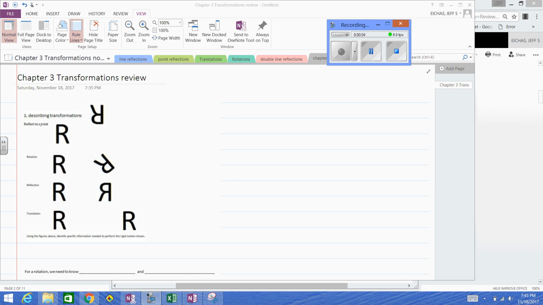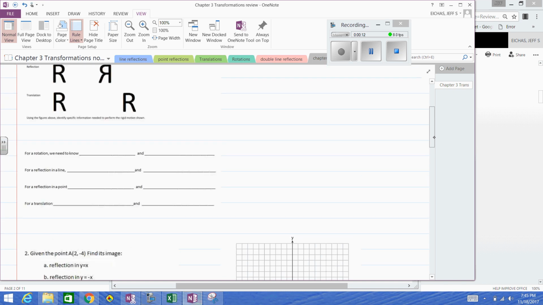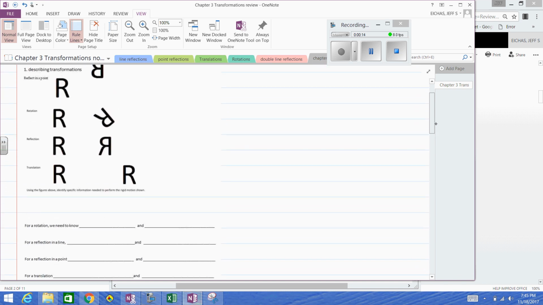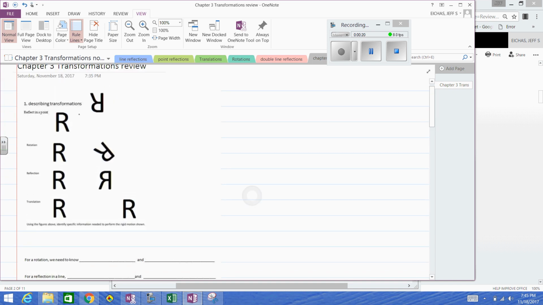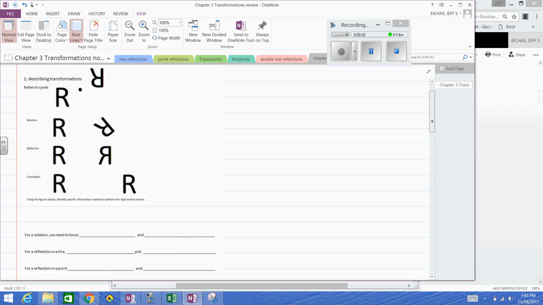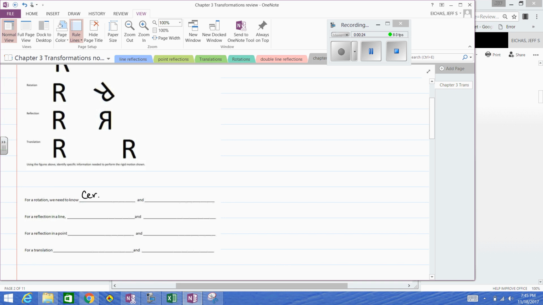Okay, so working on the chapter 1 review. I'm sorry, chapter 3 review for transformations. So go with the first couple of questions. Let's see. It's describing transformations, and for the rotation, which is this first one, basically what we need is we need to know the center of rotation and the angle by which we're going to rotate it.